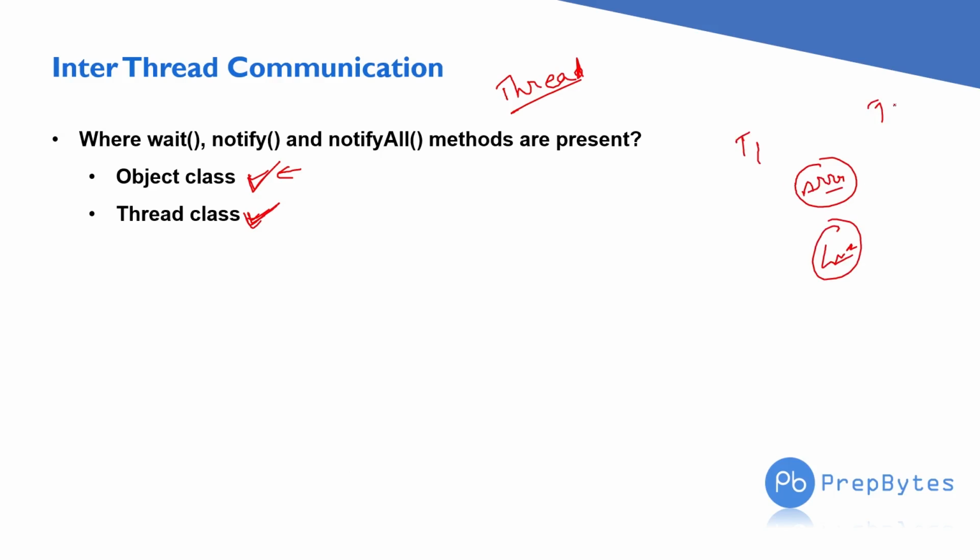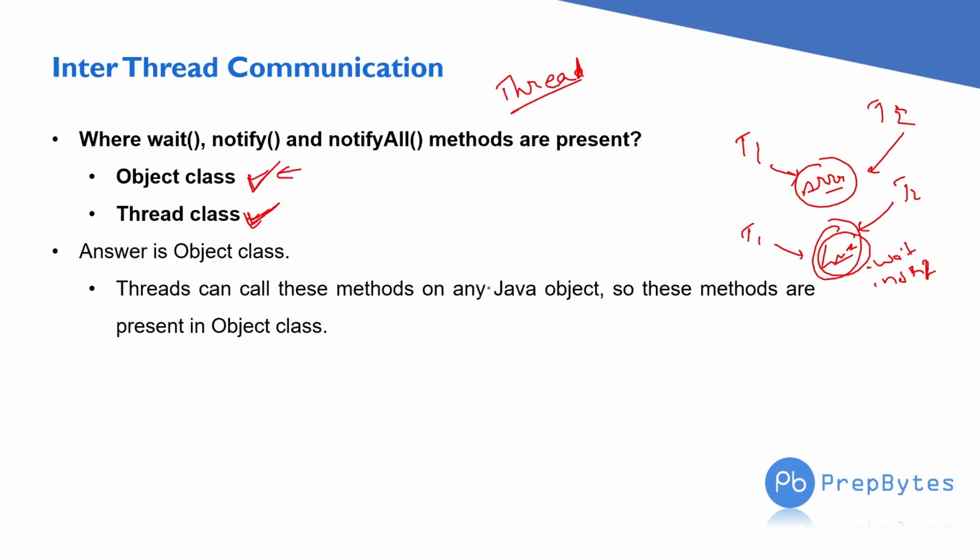Now T1, T2 can call wait and notify methods on these objects as well. Am I clear? So T1 can call the wait method on this object, and T2, which is responsible for some update, will call the notify method. Is LinkedList or ArrayList present in the Thread class? No, they are not. So how will they use the wait, notify, and notifyAll methods? The reason being, threads can call these methods on any Java object. It is not bound that they have to call the methods on Thread class objects only. No, they can call the methods on any Java object.